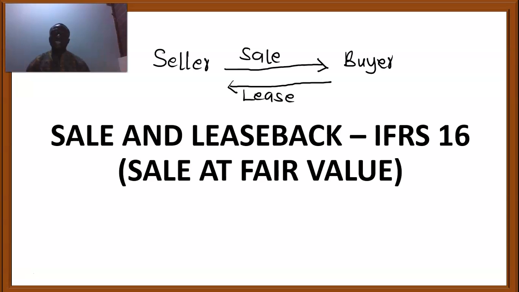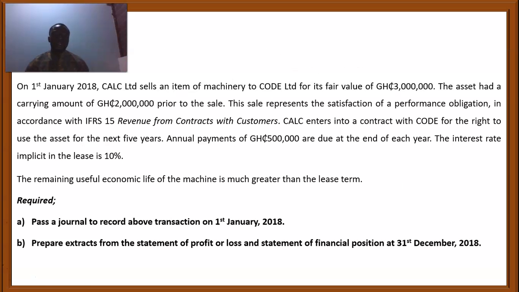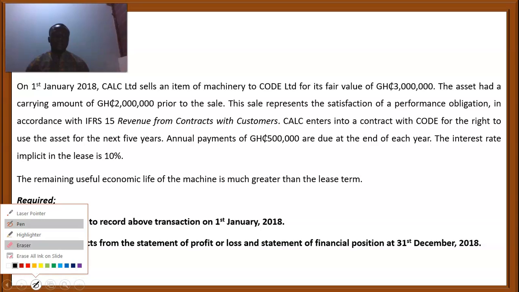So in this case, the seller becomes the lessee and the buyer becomes the lessor. So we have seller-lessee and buyer-lessor. Let's go through this question.